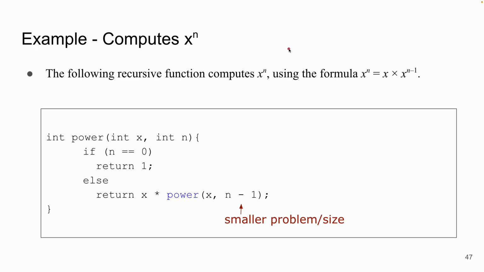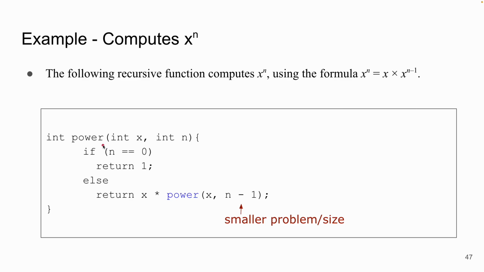Okay, so let's try out another example here. This example, I would say, is simpler than the factorial of n. In this case, we want to compute x to the power of n. To compute x to the power of n, we can rewrite it into this formula: x multiplied by x to the power of n minus 1.